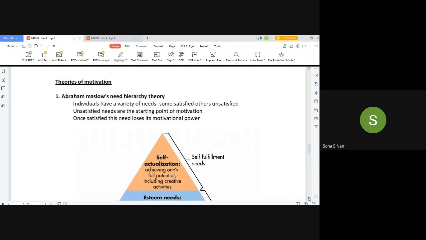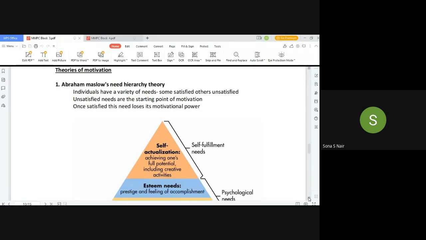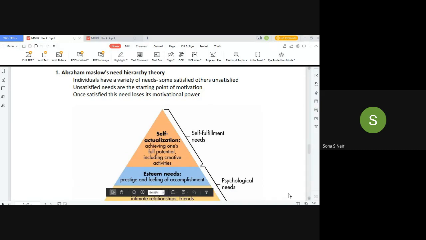One we had already mentioned, if you remember, when we were talking about the management theories, the history of management in the beginning of the session. It was called Abraham Maslow's need hierarchy theory. Anyway, the need hierarchy theory says that individuals have a variety of needs. Some are satisfied, some are not satisfied. The motivation of an individual starts from the unsatisfied needs of that individual, something which he or she wants.